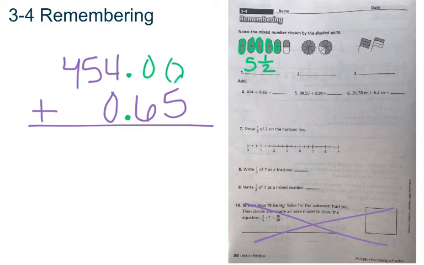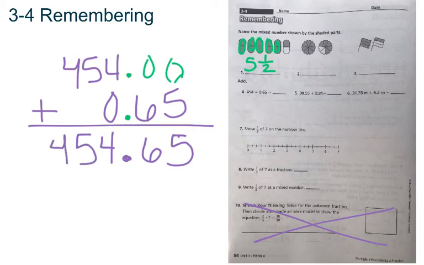And we have now 0 plus 5 is equal to 5. 0 plus 6 is equal to 6. Bring down your decimal. 4 plus 0 is equal to 4. 5 plus nothing is equal to 5. And 4 plus nothing is equal to 4. So your answer is 454 and 65 hundredths. You're going to make sure you do the same thing in 5 and 6 and line up those decimals. Most important part.